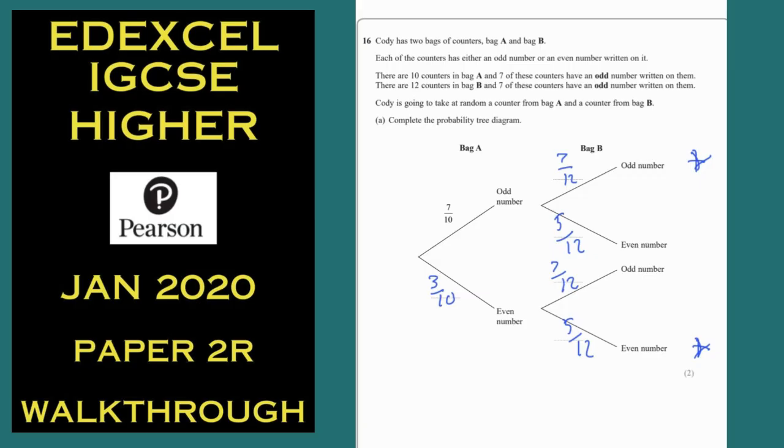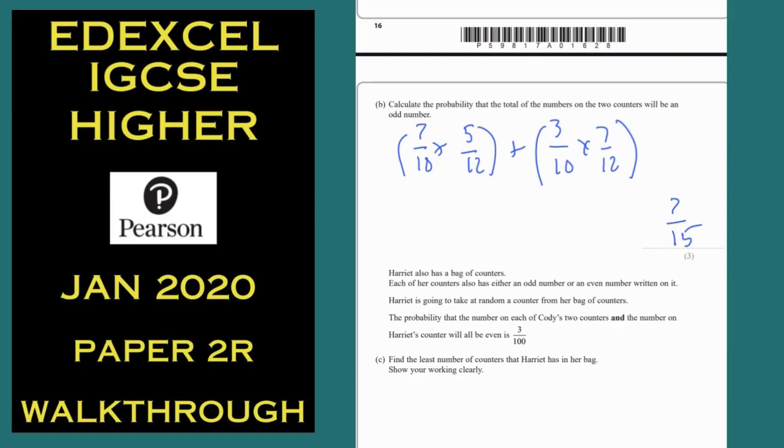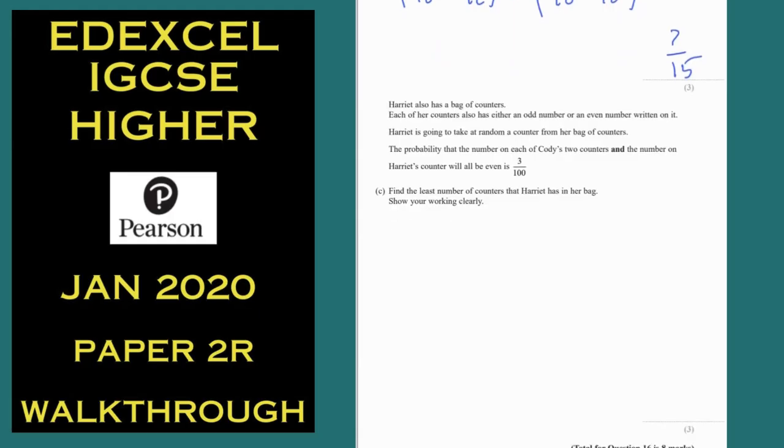So with probability trees, we're going to do top fraction times top fraction added to bottom fraction times bottom fraction, which will look like this: 7/10, 5/12 added to 3/10, 7/12. In your calc will work it all out. Just cancel it. Obviously 56 over 120 is okay, but your calc will cancel it down to 7/15. Now the final part, bit of a strange one.